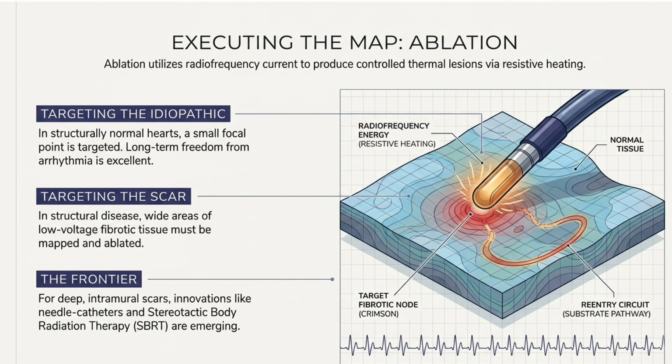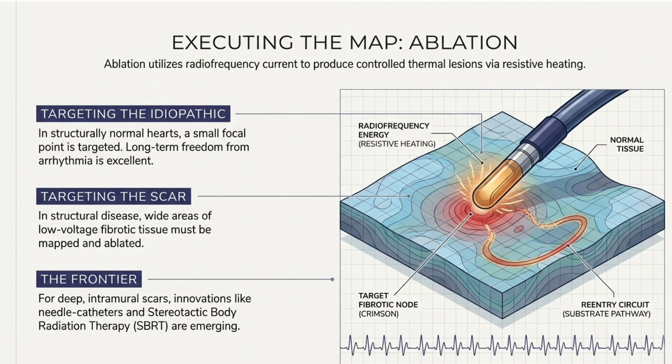So we have targeting the idiopathic, targeting the scar, and the frontier. The idiopathic is in structurally normal hearts. A small focal point is targeted. Long-term freedom from arrhythmia is excellent.